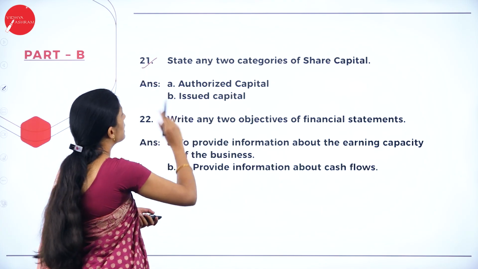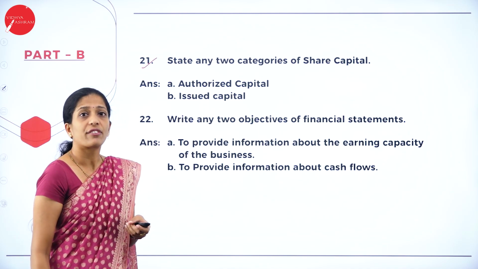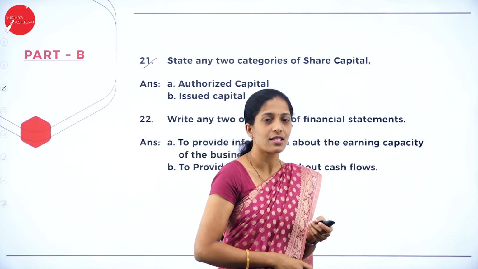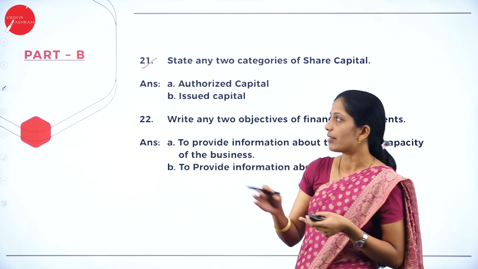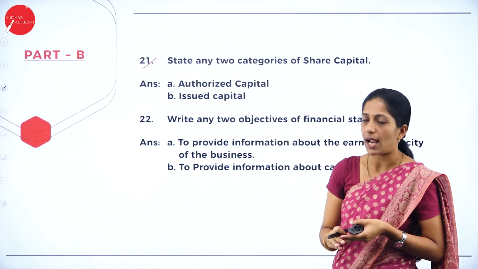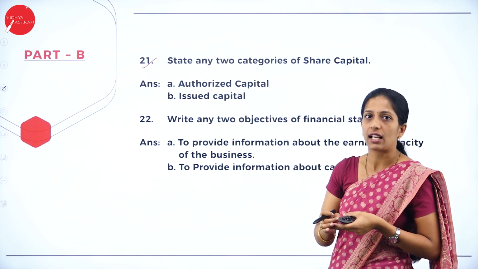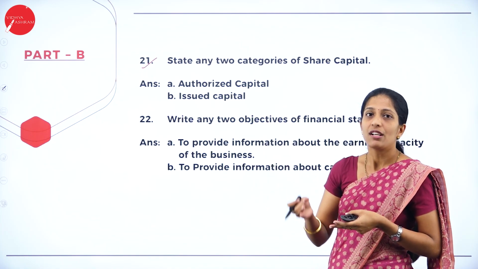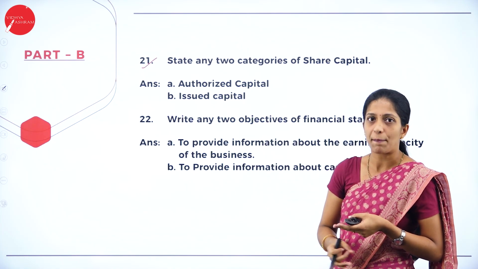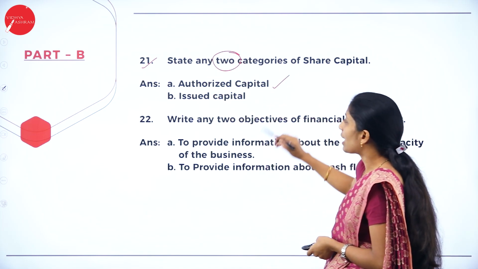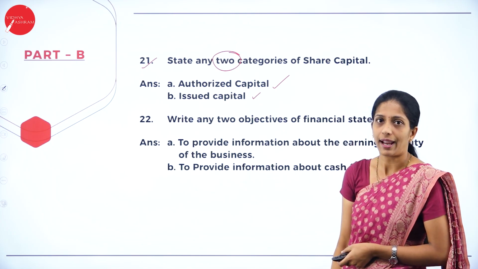Coming to the 21st, state any two categories of share capital. This is from your share capital chapter, that is issue of share capital. They have asked, state any two categories of share capital. We have a number of categories like authorized, issued, called up, paid up. These are the categories of share capital. They have asked clearly only two, so you can write authorized capital, issued capital.